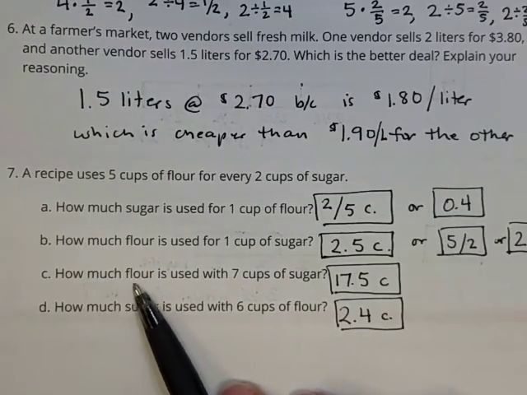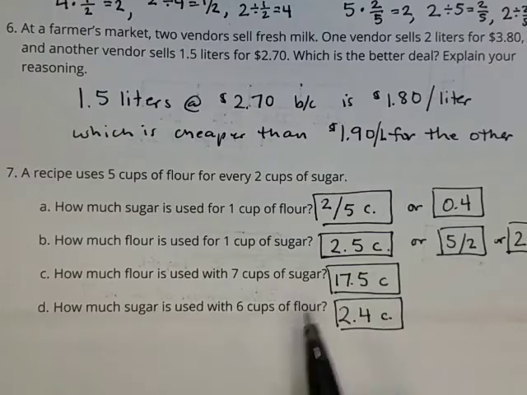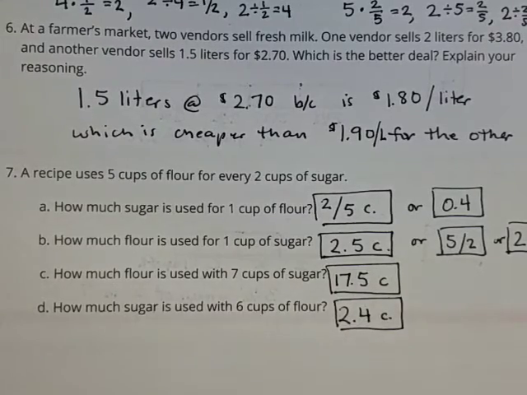And then question C, how much flour is used for 7 cups of sugar? 17.5 cups. And then how much sugar is used with 6 cups of flour? 2.4 cups. All right, so those are the answers for lesson 5.